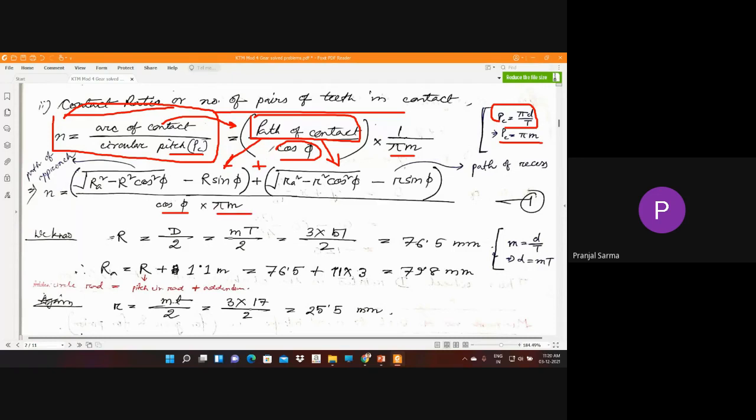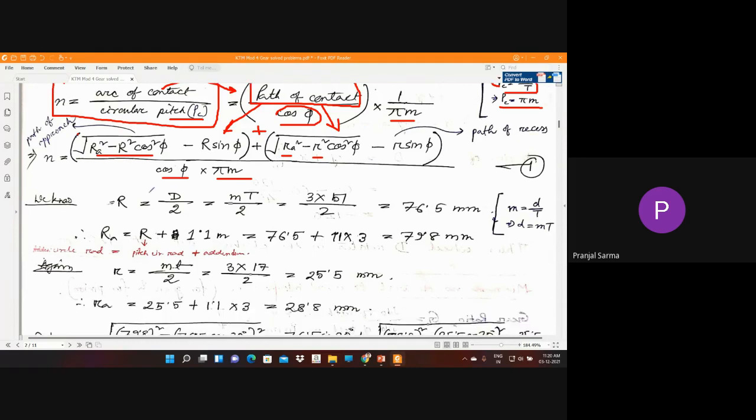Now what is this path of approach? We know this is given by the root of R square minus R square cos square phi, minus R sin phi. Capital R is for the gear, the bigger wheel, and small letters are for the pinion. A similar kind of expression exists for the pinion. Now if you look at the expression we are going to use, what are the unknowns?